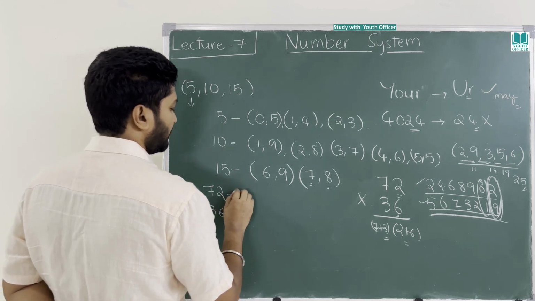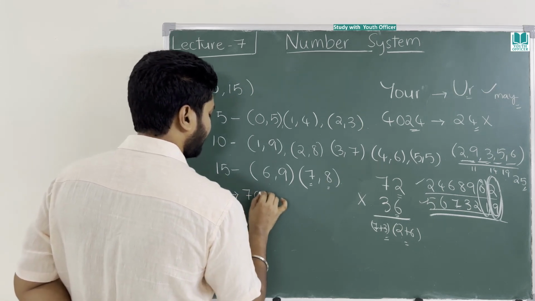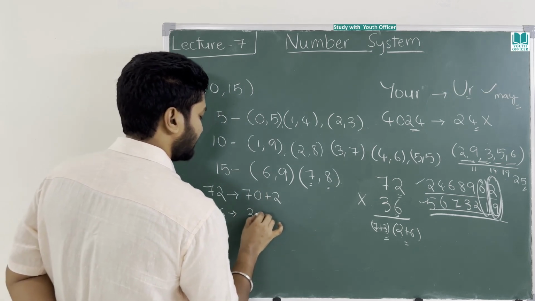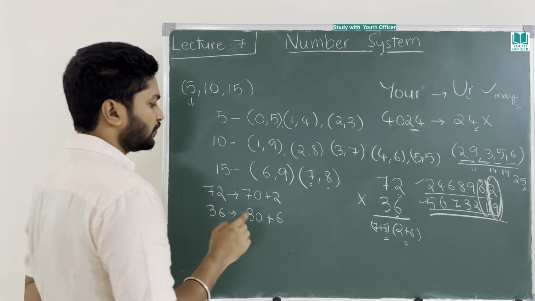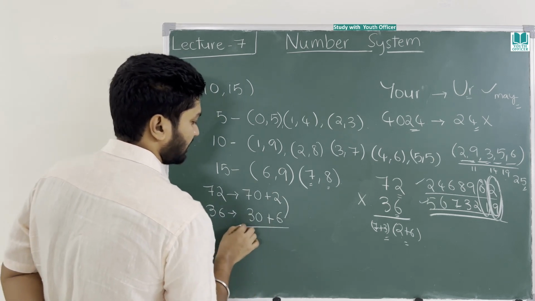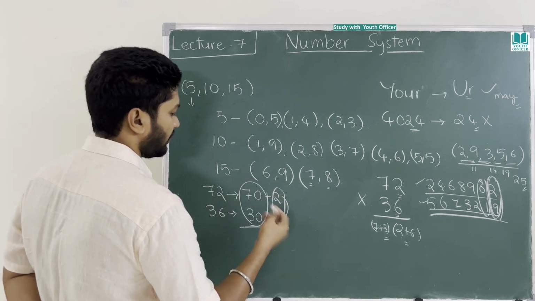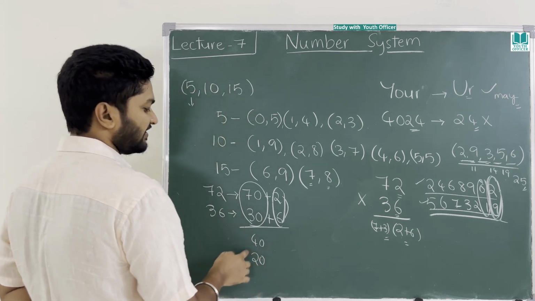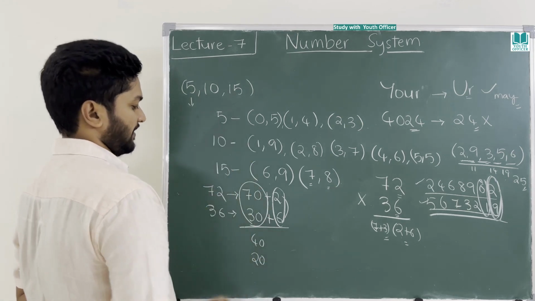Here, what do you mean by 72? 72 means 70 plus 2. 36 means 30 plus 6. I already told you like-minded numbers will be added together. Right? Here unit digits will be added, here tens digits will be added. However, let us say 40 is there, again 20 is there. You don't add these tens digits with unit digits. You add like-minded at the same time.